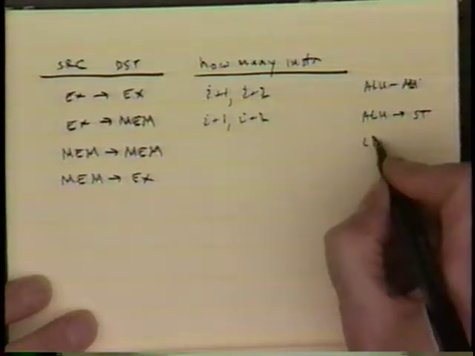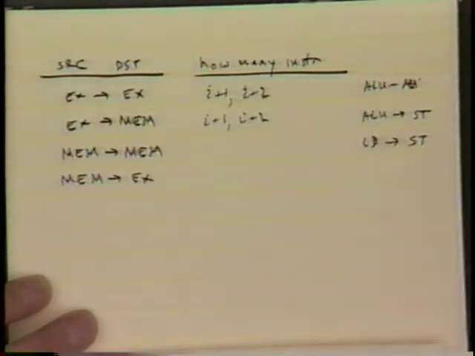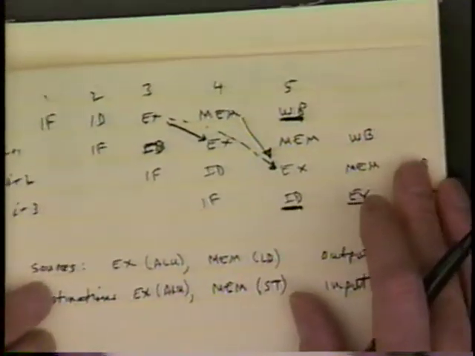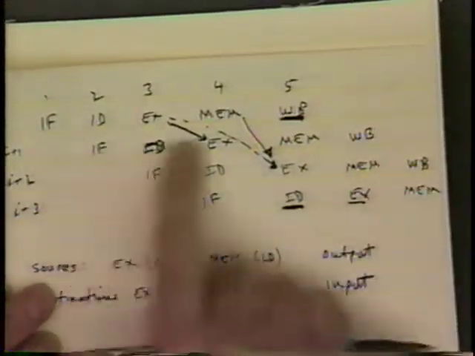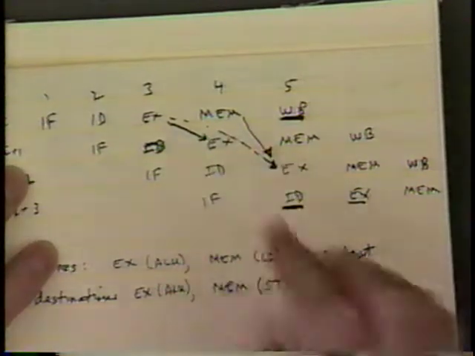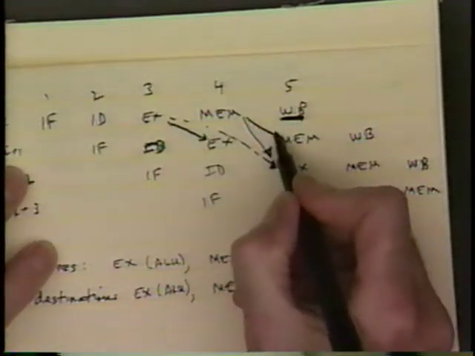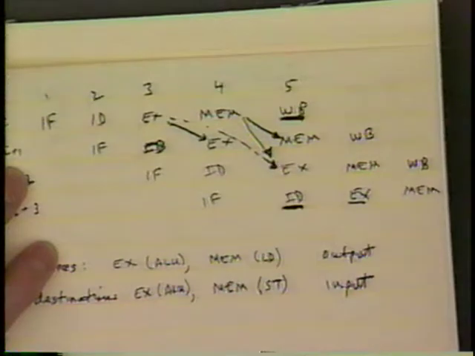Mem to mem are load instructions followed by store instructions. And in fact, this is the case where we're going to have to invent a new forwarding path, that mem to mem forwarding path. If I is a load and I+1 is a store, we're going to need the path of mem to mem. So we just added a new data path, a new set of multiplexers to cover that case.